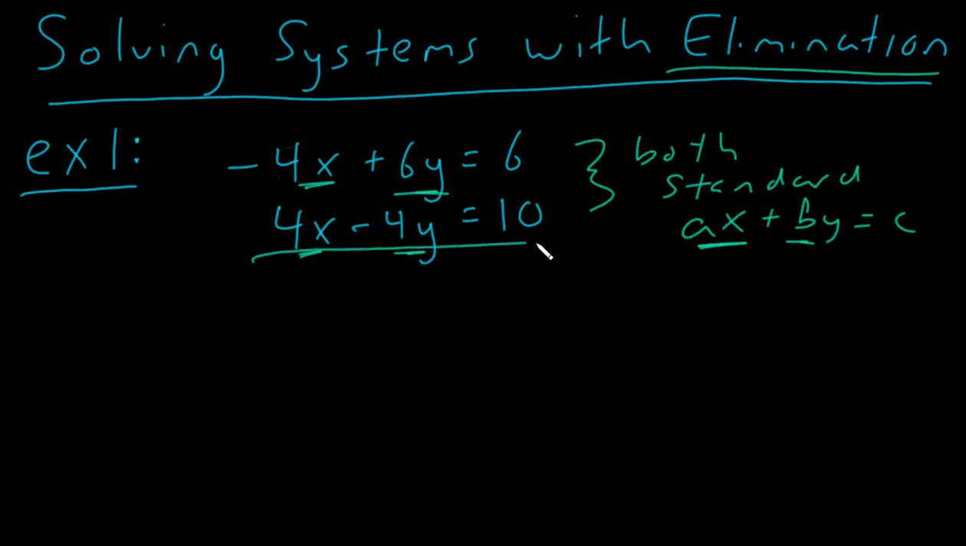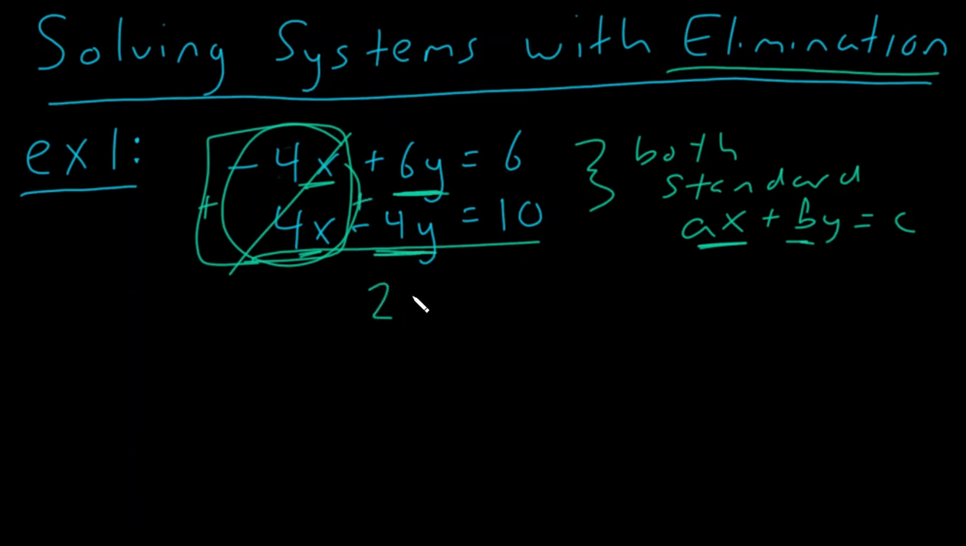Now this one's going to be a very, very easy example, because I can just add straight down, and this is something you can do. You can say, okay, I can add my 2 equations straight down when they're both in standard form. And if I were to ask you, what is negative 4x plus 4x, well, negative 4x plus 4x is actually a 0 pair. It cancels. And what if I were to say, well, what's positive 6y plus negative 4y? And you would say, well, that's 2y. And if I were to say, well, what's 6 plus 10, you would say that that is 16. Okay, pretty easy.